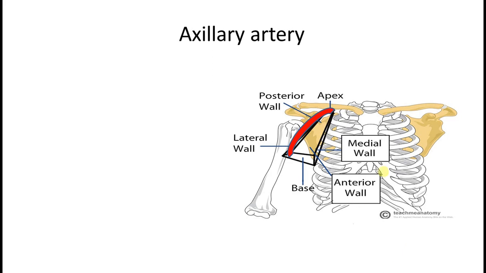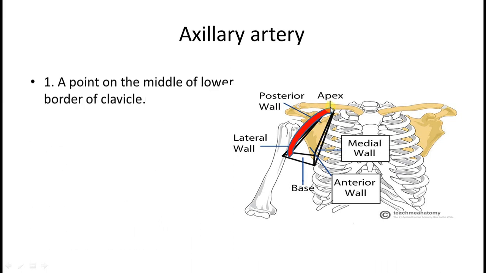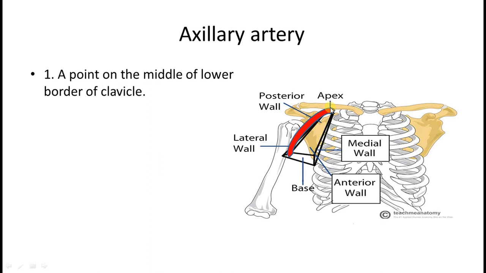What you are able to see here is the axillary artery. So how will you mark the axillary artery on the upper limb? In the surface anatomy of a cadaver, if you want to mark the axillary artery, you take a point on the middle of the clavicle, on the lower border of the clavicle, and then you take a point on the lateral wall of the axilla.